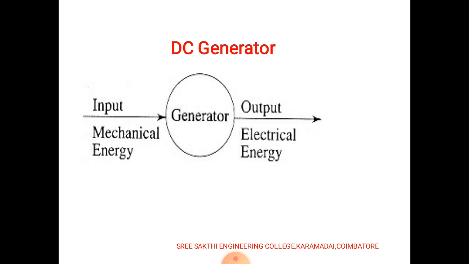Normally, DC machines are classified into two types, DC generators and DC motors. Here, the DC generator is converting mechanical to electrical energy, and DC motors are converting electrical energy to mechanical energy.